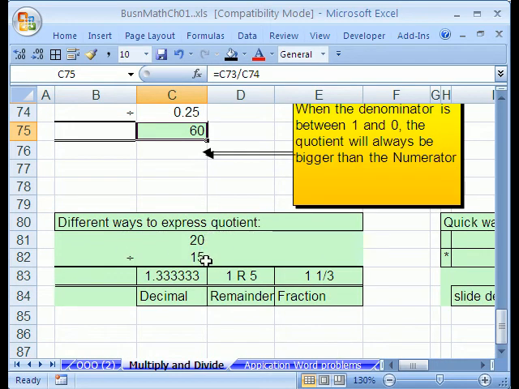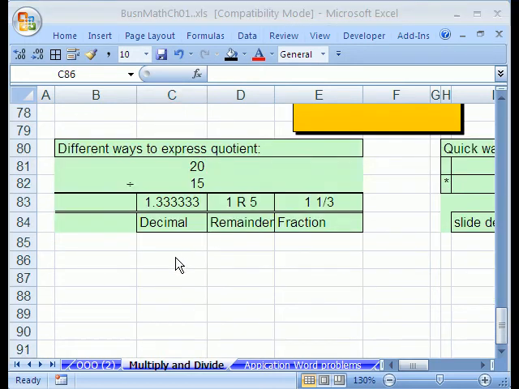Different ways to express quotients. 20 divided by 15. You could write it as a decimal, 1.33333. You could write it as 1 remainder 5. Or you could write it as 1 and 1/3. We want to see a couple functions here. I want to show you the quotient function.